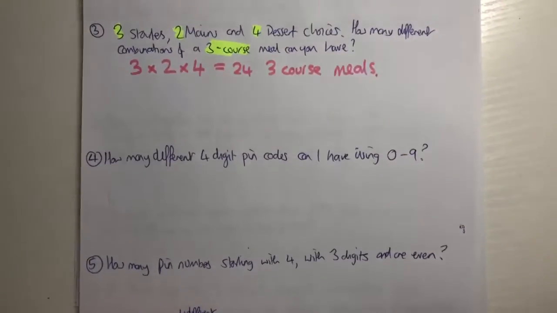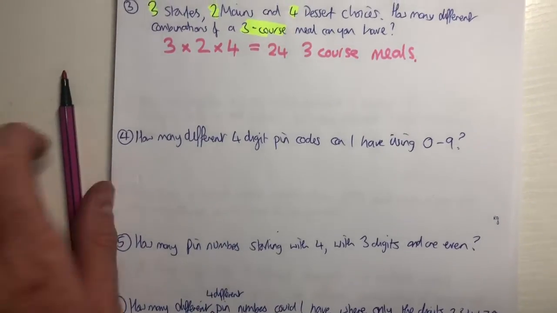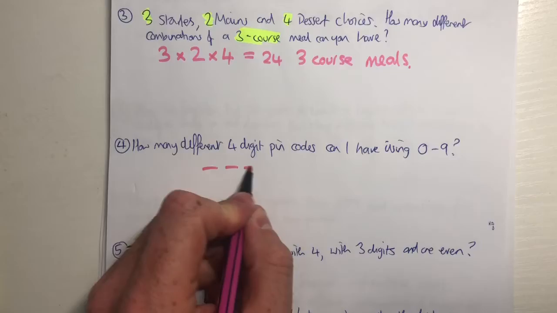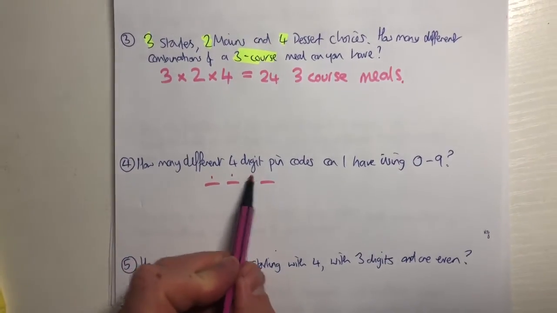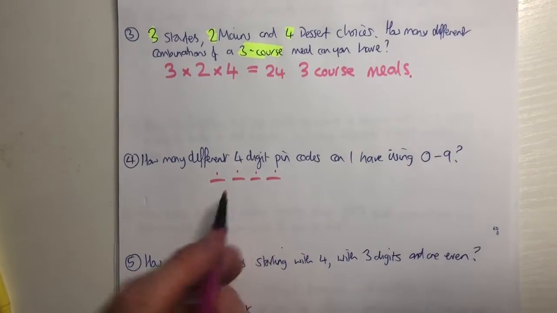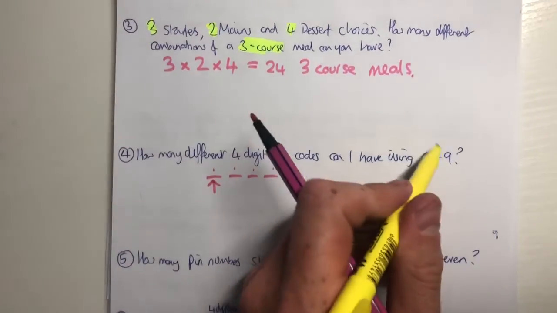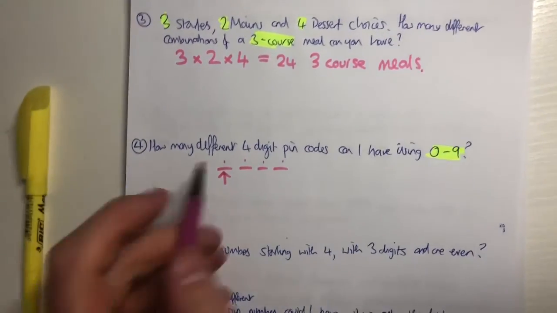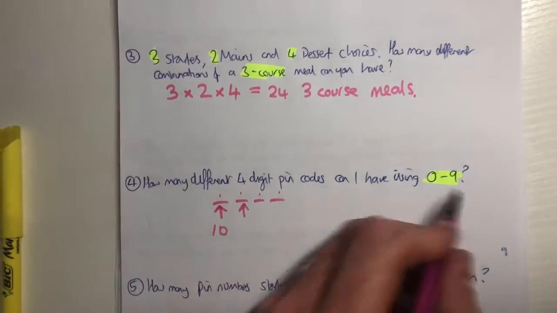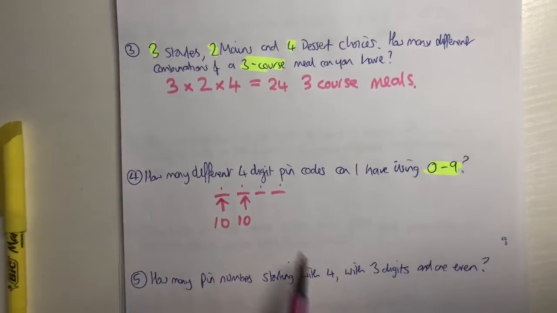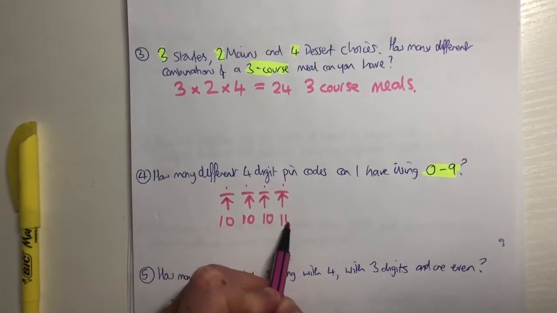Next one. How many different 4-digit PIN codes can I have using the digits 0 to 9? Okay, so there are 4 digits. Each of these can be between 0 and 9. How many different numbers could you put in there? In other words, 0 to 9 is how many different numbers? Well, it's 10. 10 numbers could go there. How many could go there? Again, 0 to 9, 10 different ways. There's 10 different choices, and another 10 different choices.